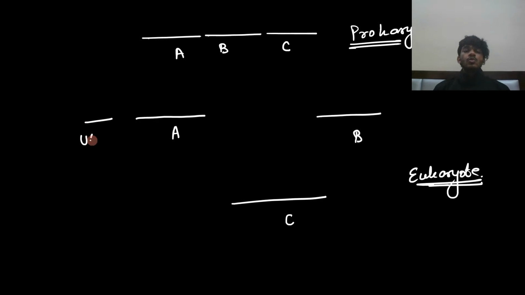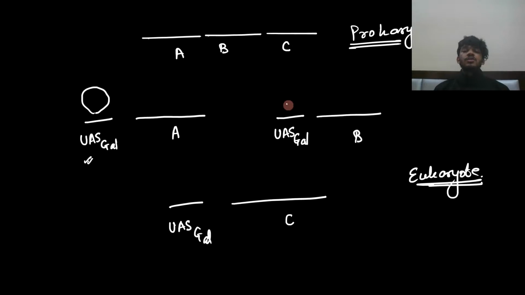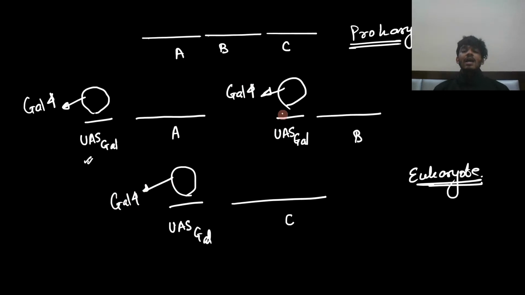Instead of that, you have UAS GAL, the upstream activating sequence for galactose, and that sequence is common upstream to all of these genes. Here you will have the binding of a specific transcription factor known as GAL4. It has a DNA binding domain like all specific transcription factors, and with the help of that domain, it will bind to this upstream activating sequence. It also has a transcription activating domain. If it is active, it will invite other factors. Otherwise, it will be inactive.